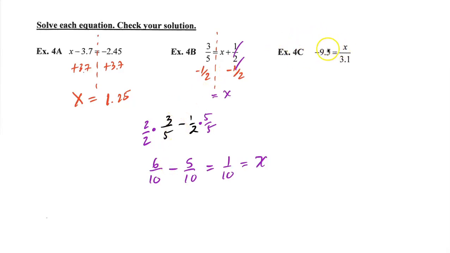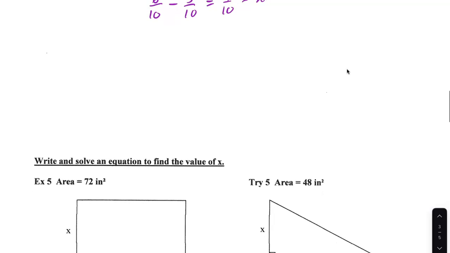Same thing I would say here, right? If I was going to solve this, here's my x. There's my equal sign, so there's my wall. You want to get the x by itself, so right now it's being divided by 3.1, so you do the opposite. Multiply by 3.1. I do not know what negative 9.5 times 3.1 is. I would have to use my calculator to plug that in. Okay, last thing, just real quickly.